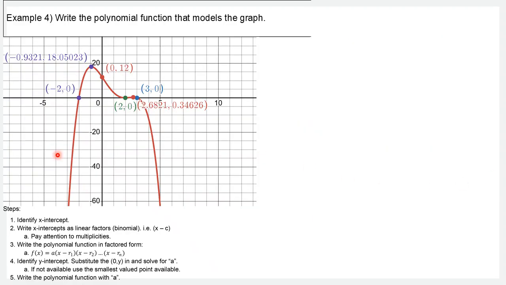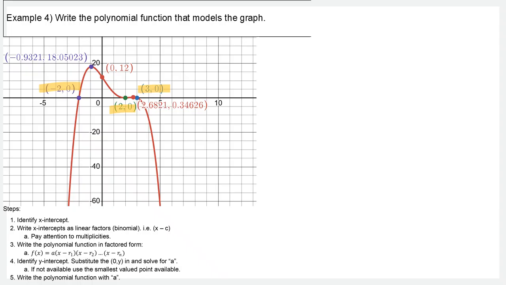Last one. Let's try it again. So let's talk about this one. At this one, we have 1, 2, 3 x-intercepts. So we identified our x-intercepts. We have negative 2, we have 3, 0, and 2, 0. Okay, it's kind of hard to tell, but at 2, 0, it actually is a double multiplicity.